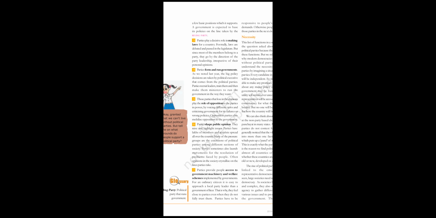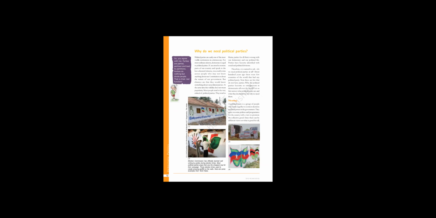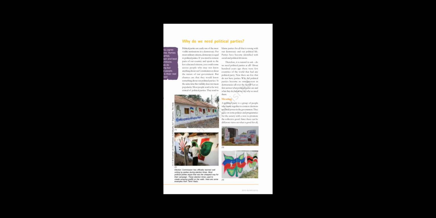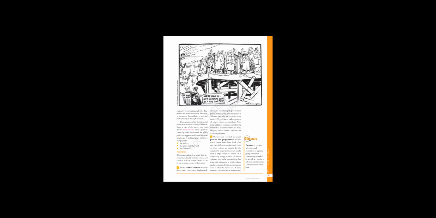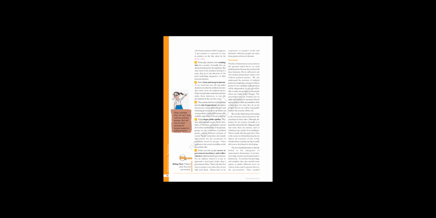Aam Aadmi Party. Okay. So in today's class, we have seen how political parties are an integral part of democracy. What is a political party? What are its components? And what are the different functions performed by the political party? Political parties contest elections. They put forward different policies and programs. They play a very important role in making laws for the country.